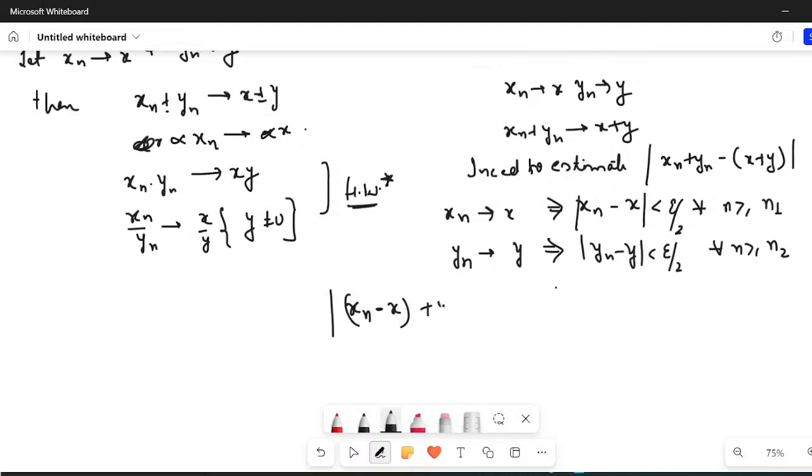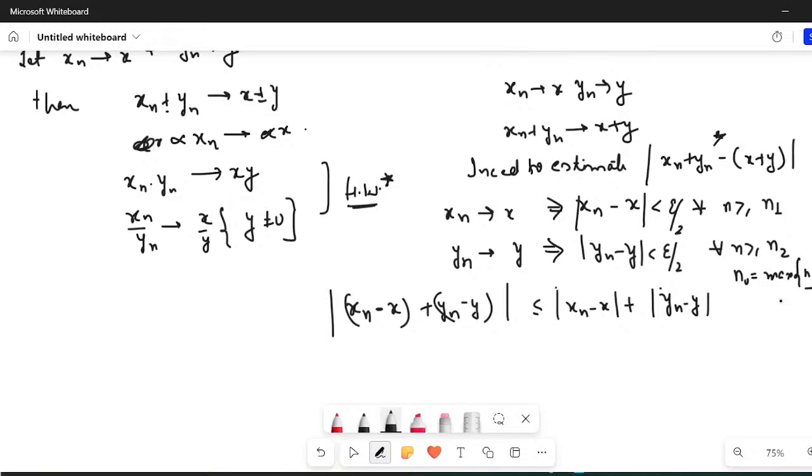Now consider what we need to estimate: (xn minus x) plus (yn minus y). So I have written this particular thing as (xn minus x) plus (yn minus y), which is less than or equal to |xn minus x| plus |yn minus y|. Now if I select the maximum of n1 and n2, let us say that maximum is n0.